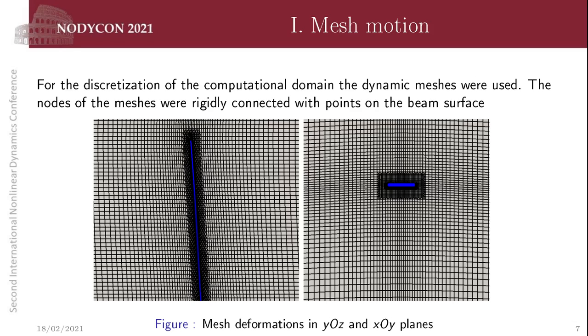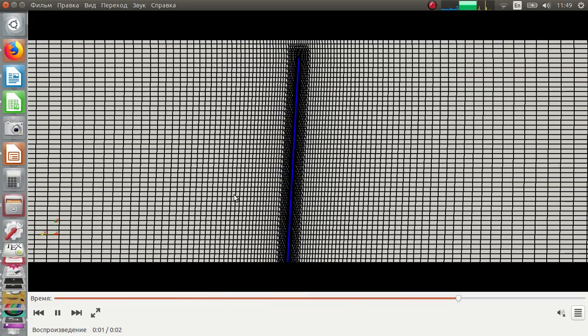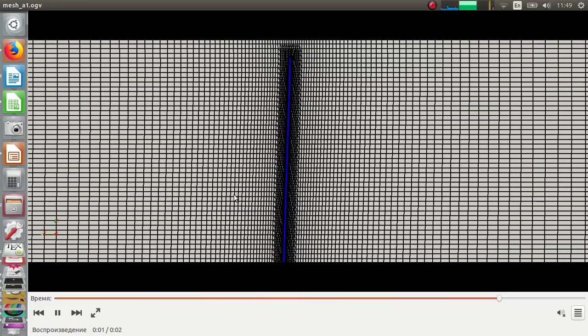For the discretization of the computational domain, dynamic meshes were used. This video shows the movement of the mesh in the YOZ plane. The calculation of the velocities of the mesh nodes in the domain was carried out on the basis of the solution of the Laplace equation with a variable diffusion coefficient. For the discretization of the fluid motion, we use a second-order numerical scheme.